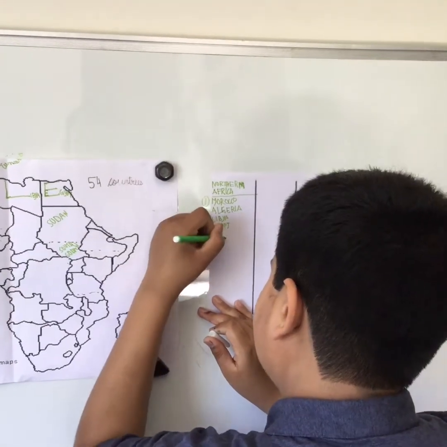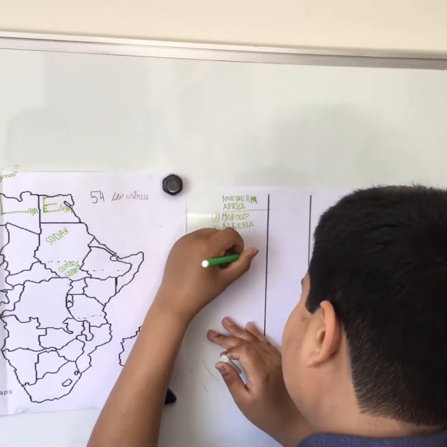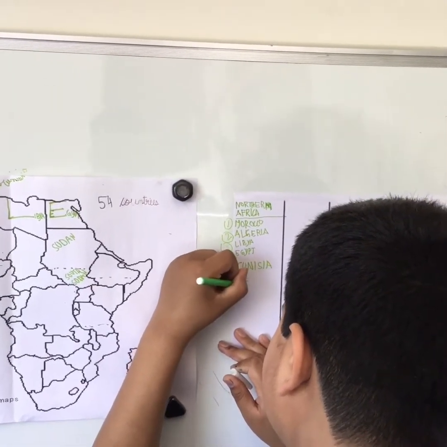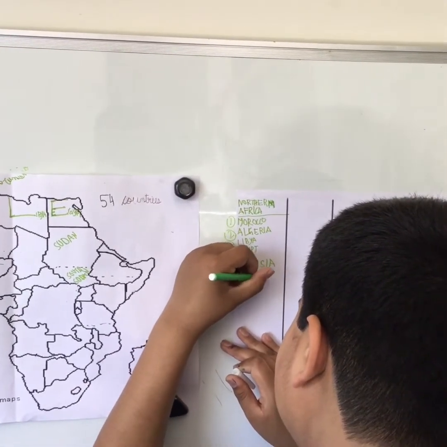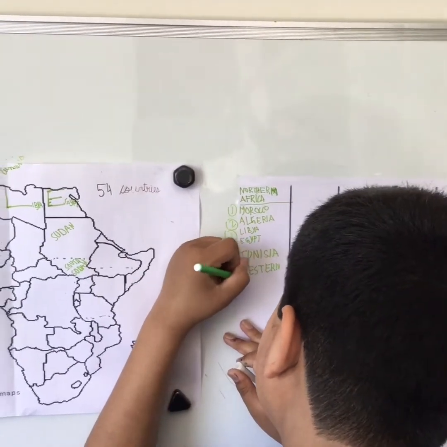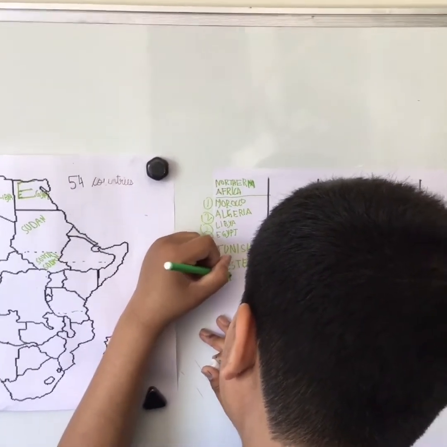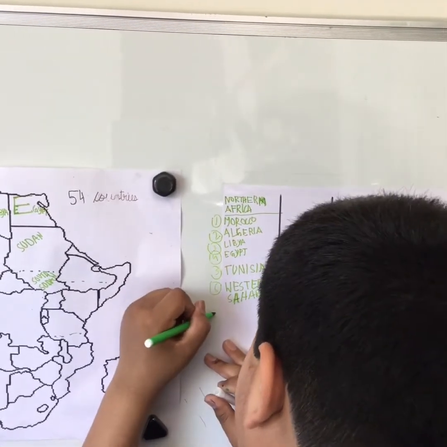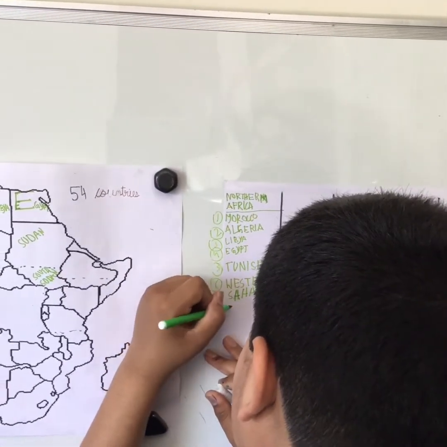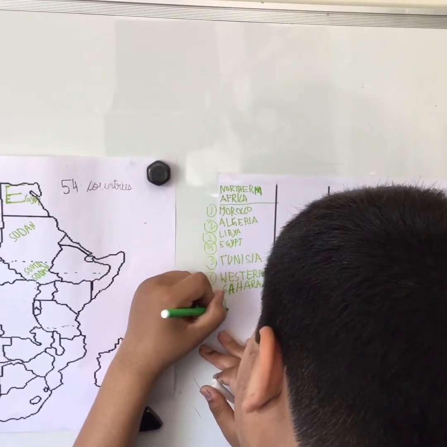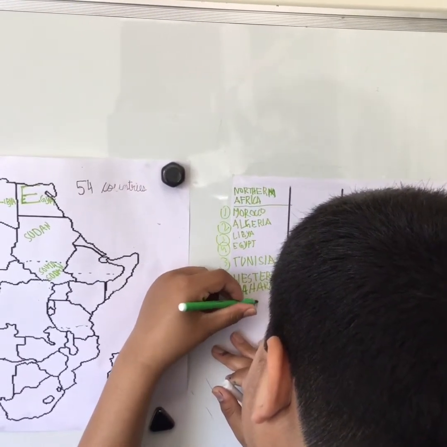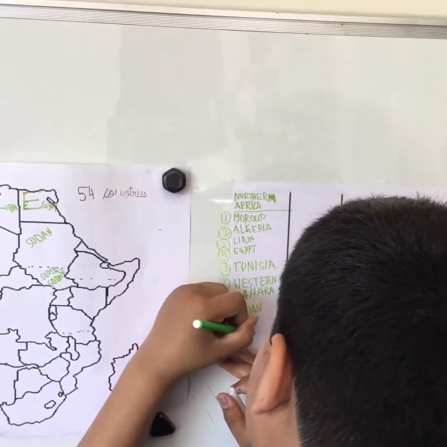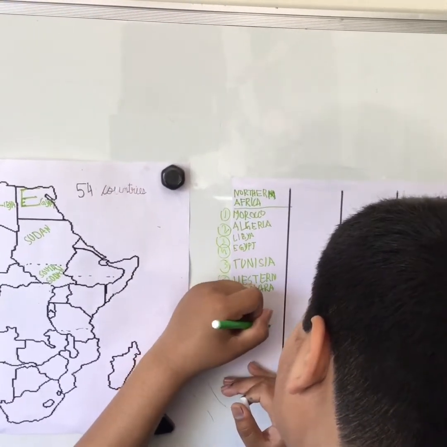Fifth is Tunisia, which is the northernmost tip. Sixth is Western Sahara, which is a desert country. Seventh is Sudan. It used to be the largest country. And eighth is South Sudan, which came from the separation of Sudan.